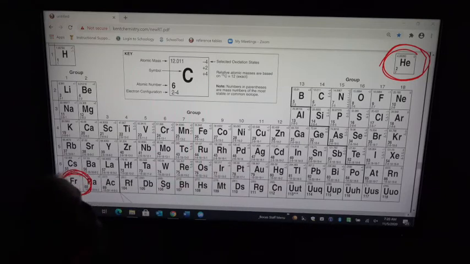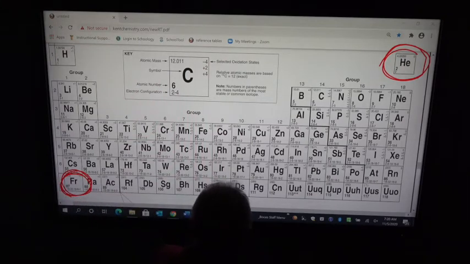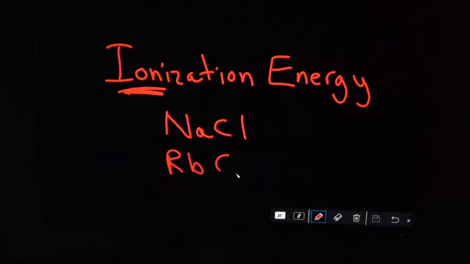Okay? So now, let's go back over here. And let's do this. I have NaCl, and then I have, let's just say, RbCl. So those are 2 compounds. Na wants to lose 1 electron, and so does rubidium. Chlorine wants to gain 1. So my question is this.